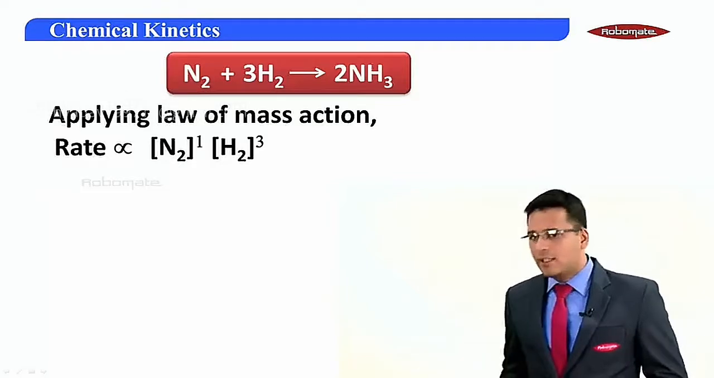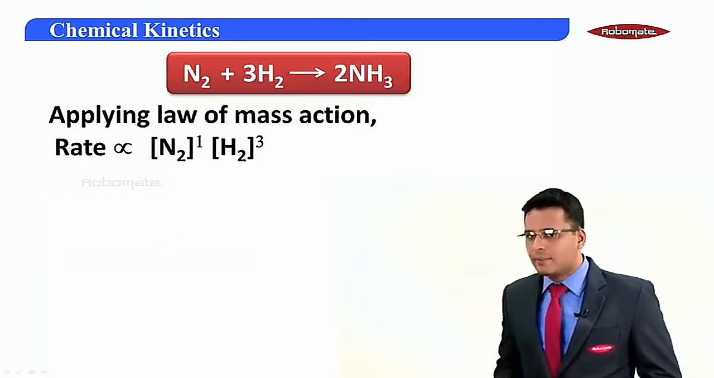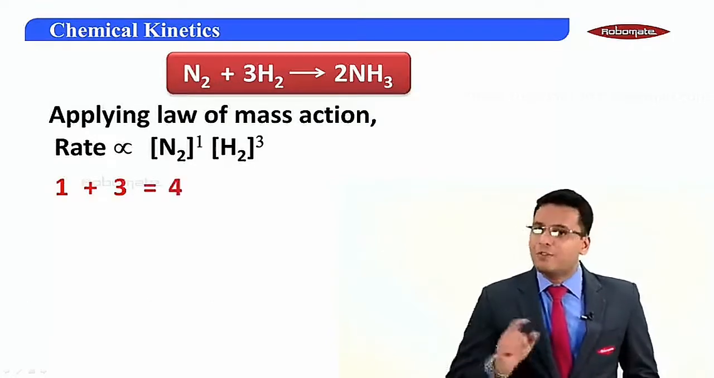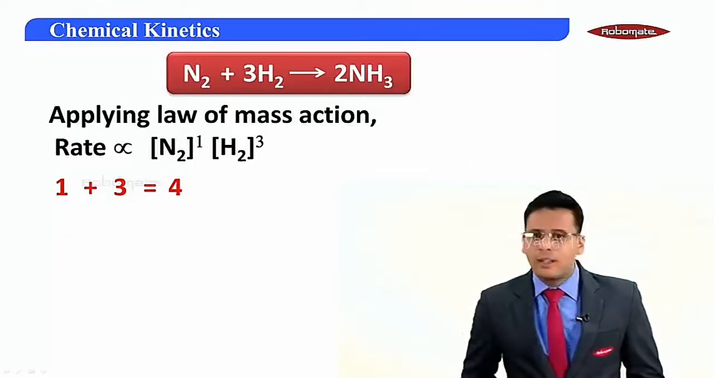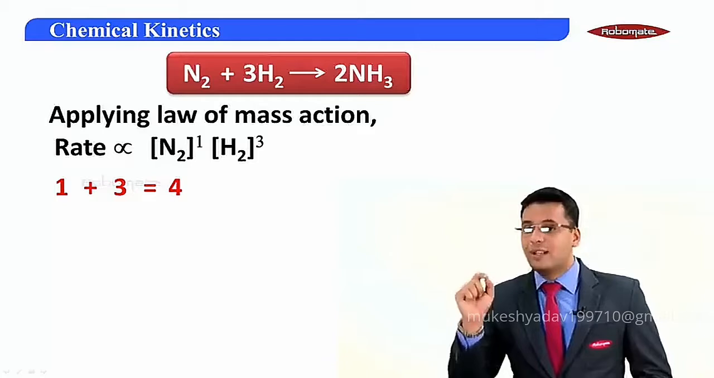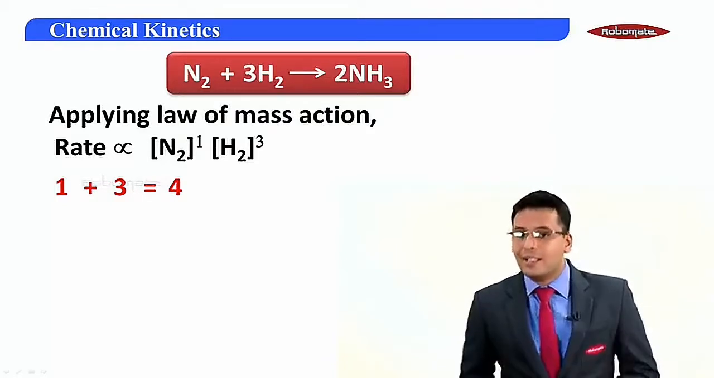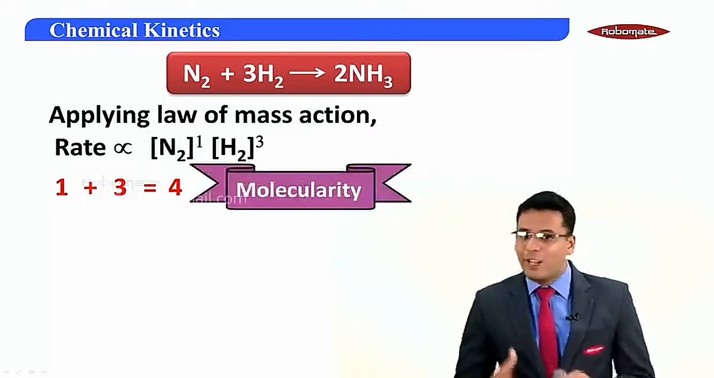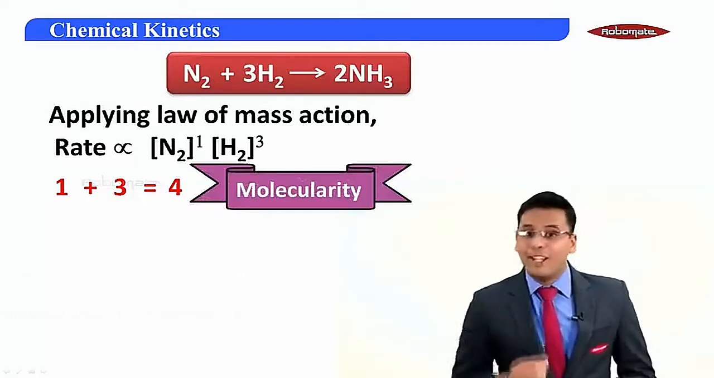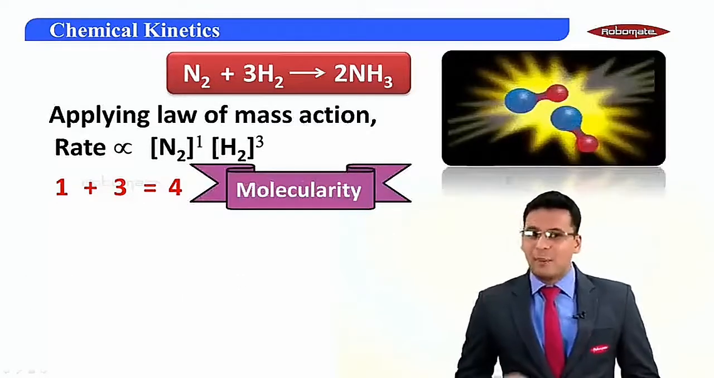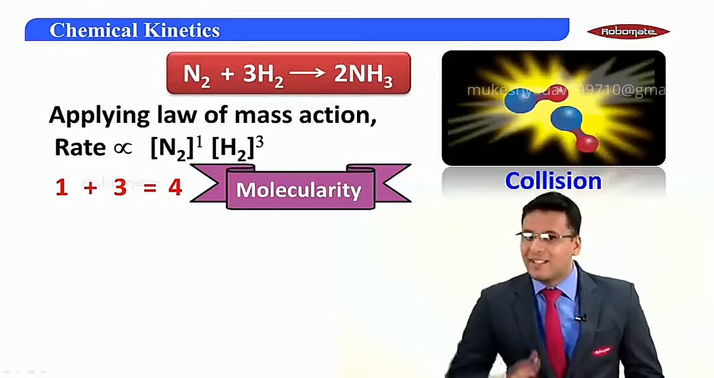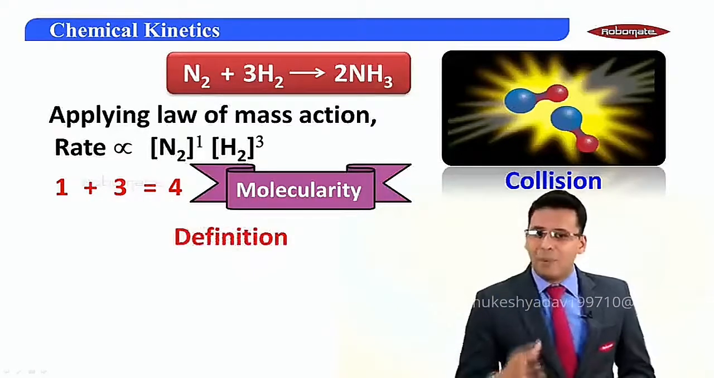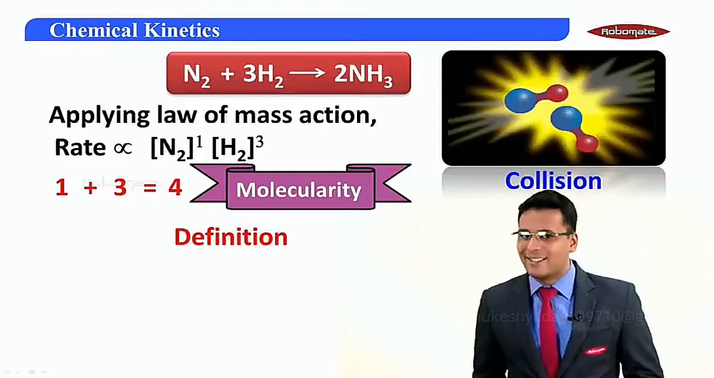Now here, if I add up these exponents, that is 1 plus 3, this is going to give me 4. And this 4 indicates the number of collisions, the number of molecules which are colliding for this reaction to take place. This is nothing but molecularity of the reaction. So molecularity talks about the number of collisions that take place in order for a reaction to happen. So let's understand the proper definition of molecularity.